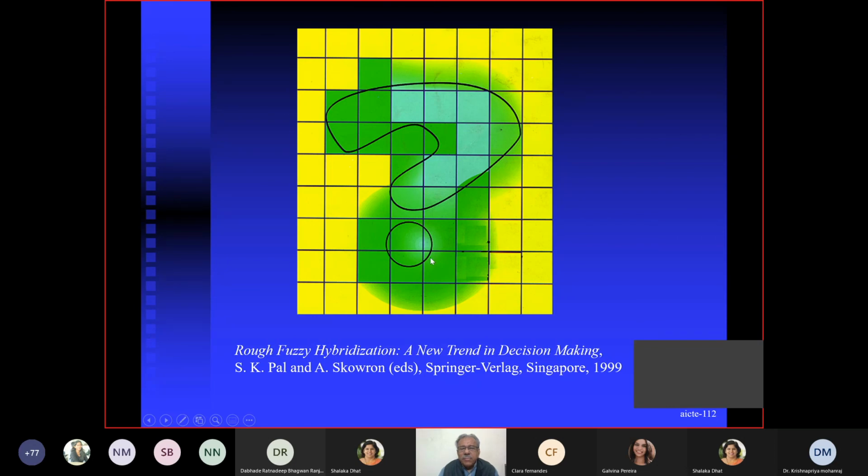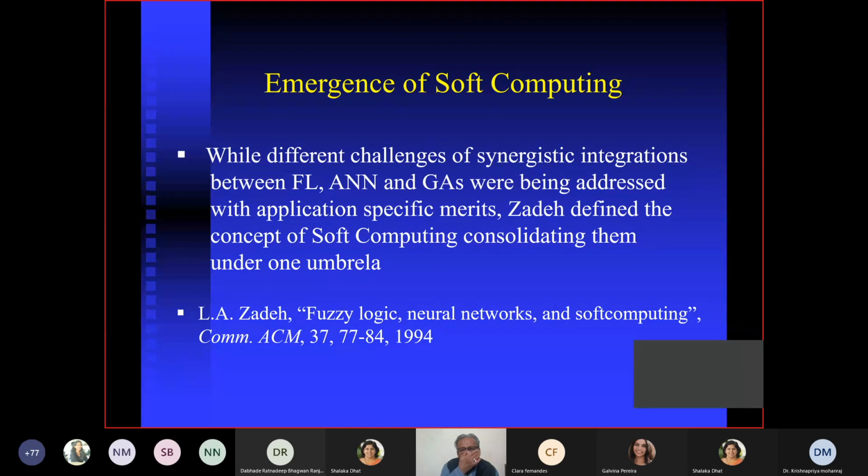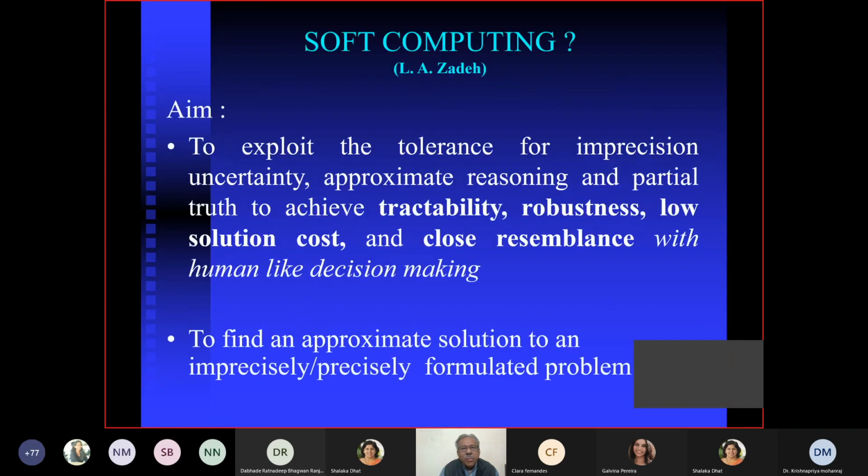It has about 12 edited chapters written by all the pioneers, which handle the different ways these communities can be integrated, and so on. So accordingly, we have the emergence of soft computing, as I mentioned, because first is rough set, etc. Now, what is soft computing? Just to have a simple refresher: to exploit the tolerance for imprecision, uncertainty, approximation.